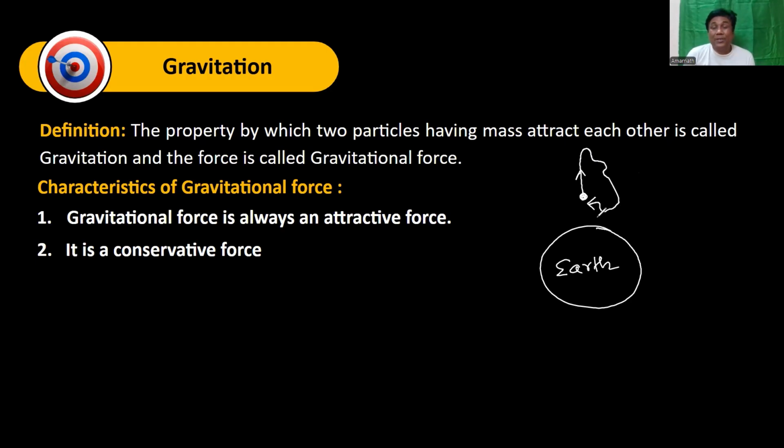Gravitational force is a conservative force, but friction is not a conservative force. Say this is a rough surface. If you drag a particle along this path and come back to this point, the net work done by friction is not zero here, though the displacement is zero. So it means friction is non-conservative and gravitational force is conservative.